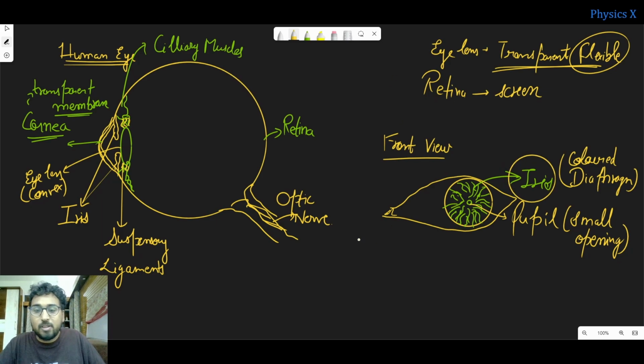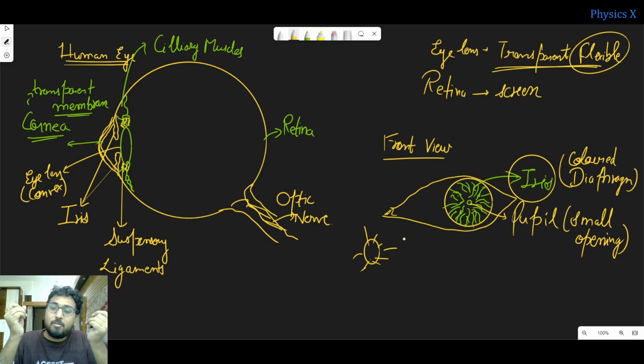So what happens? Suppose there is a very bright day and there is too much light. Already there is too much light in your ambience, so only some amount of light needs to enter your eye so that you can see properly. You might have observed that when you move from a dark room to a very sunny day, suddenly there is irritation in your eyes, and you close your eyelids automatically.